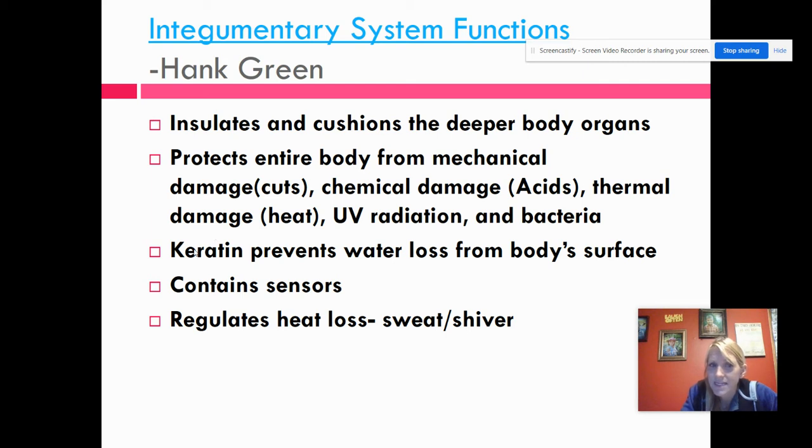Your cutaneous membrane has keratin. Keratin is a protein that makes your skin hard, and it prevents water loss from the body surface. Your skin has sensors so that you can tell this is hot, that's painful, or that something is on you. And like we talked about with homeostasis, it regulates heat loss. When you're really cold, you shiver and get goosebumps, and that helps hold heat in. When you're really hot, you sweat, and the sweat on your body evaporates. When it evaporates, it pulls heat with it and it cools you down. So these are the functions of the integumentary system.